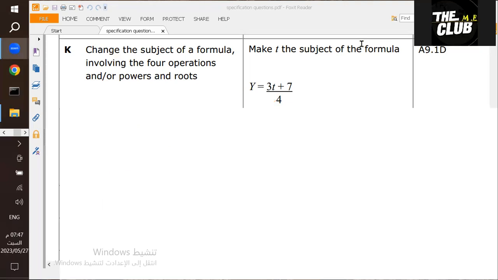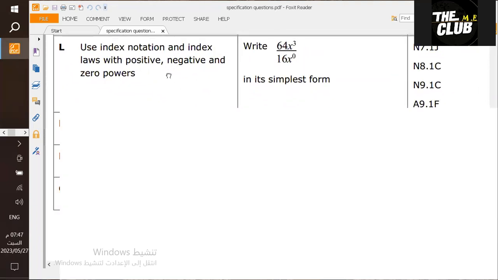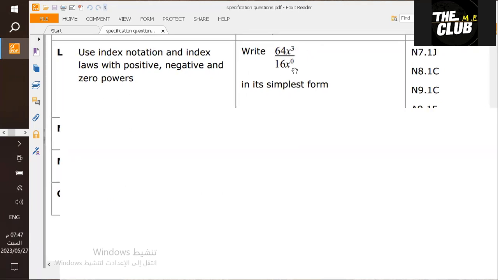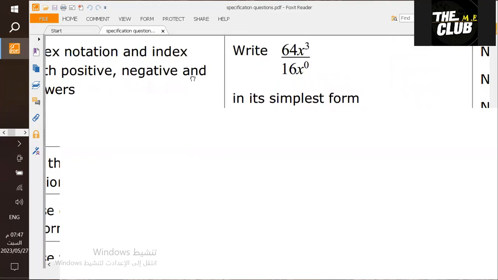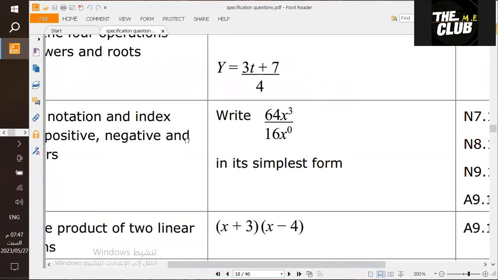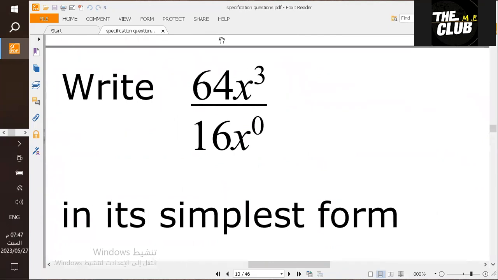This is an algebraic equation. Using index notation and index laws with positive, negative, and zero powers. Okay, when you have something like this, we need to put it in the simplest form. How do we simplify this? First thing, this is power of 0, so it's going to be 1. That one is 1, and multiplied by 16 is going to be 16, right?